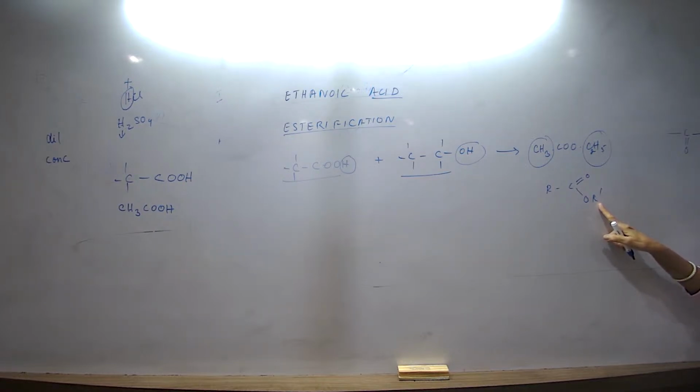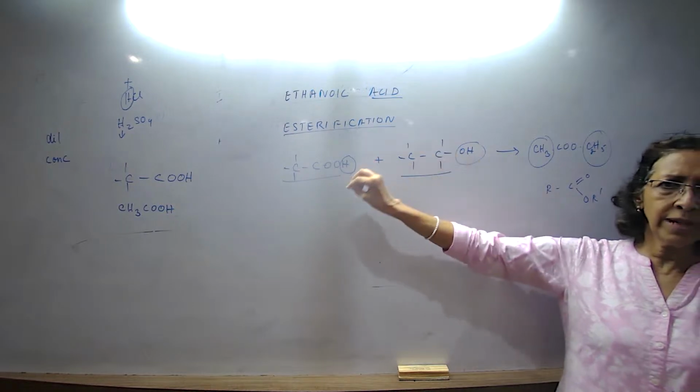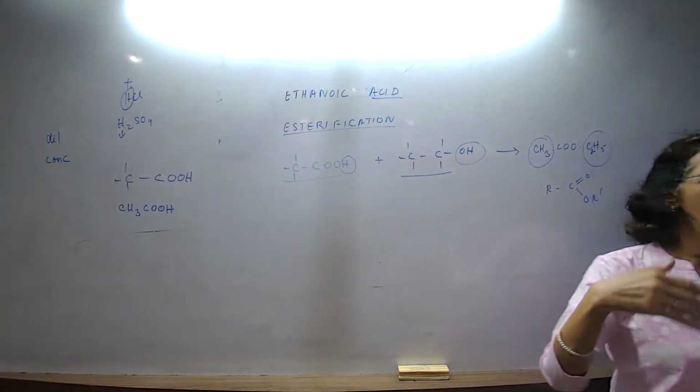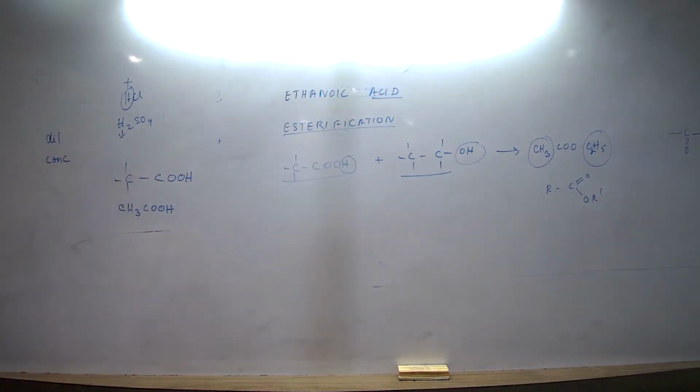Did you understand what is happening here? One OH from here and one H from here is taken out, and that leads to the formation of an ester. Now esters have a very nice fruity flavor and smell, especially the vanilla flavor and the rose flavor that we use for perfumes, for cooking and baking purposes.